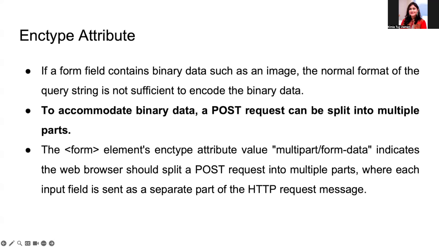To handle this, HTML forms use the enctype attribute. When the enctype value is set to multipart/form-data, the browser takes the POST request and splits it into multiple parts. Each input field is sent as its own part of the request body. This way text fields are sent normally, but files and images are properly packaged and sent alongside them. You will often see multipart/form-data used in upload forms, like when you are submitting a profile picture or attaching a document.